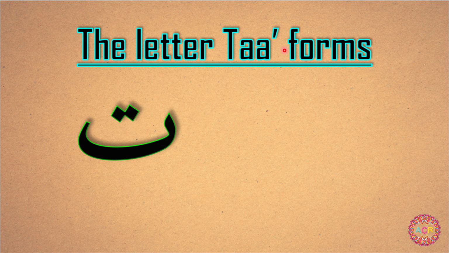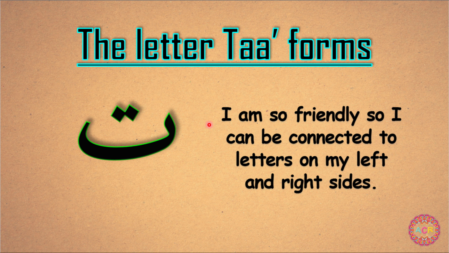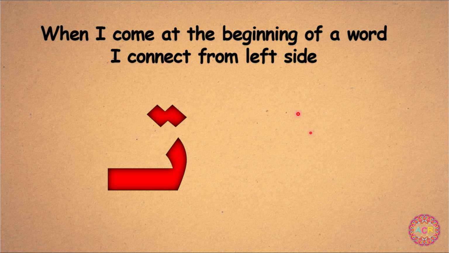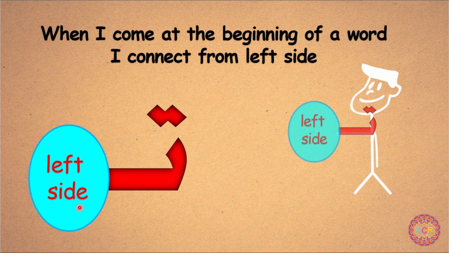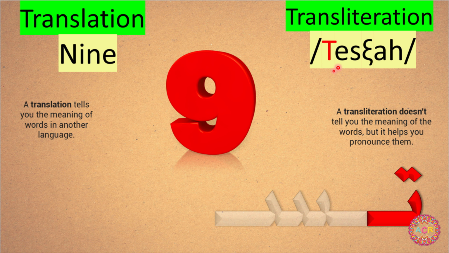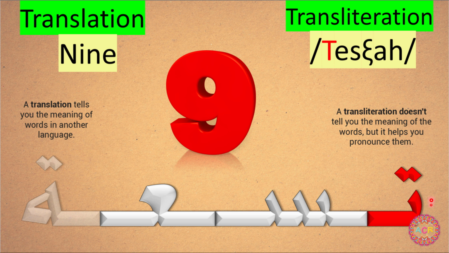The letter Ta forms. We have the letter Ta. I'm so friendly, so I can be connected to letters on my left and right sides. When I come at the beginning of a word, I connect from the left side. As you see here, the letter Ta, if it comes first, we connect it from the left side. As in 9, tis'a. If the letter Ta comes first, then connect from the left side.